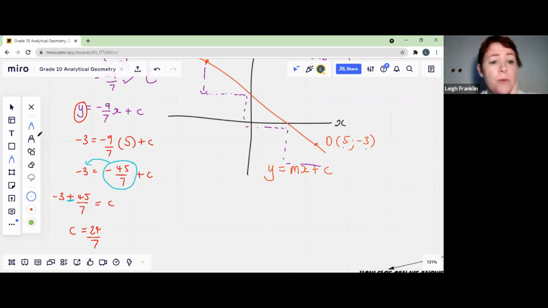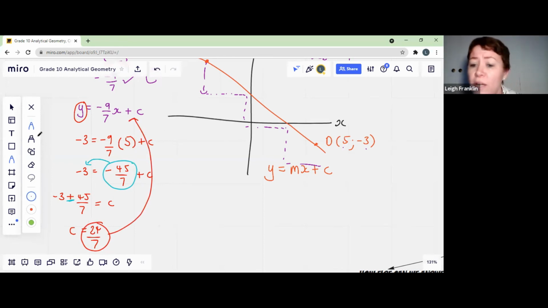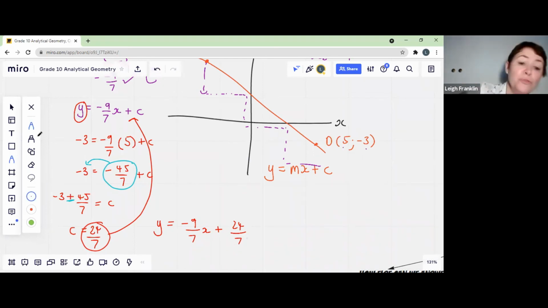Okay, quite right. So Phoebe was quick in putting it all together. She says, we've worked out the c value over here. I need to take that and go and sub it in there. So the equation of this line is y equals minus 9 over 7 x plus 24 over 7. And unfortunately, we need to get used to lines sometimes having equations like that, where it's not perfect little integers.